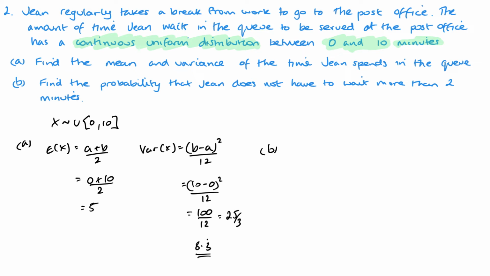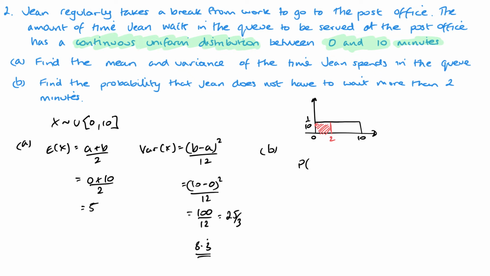Now part B, find the probability that Jean does not have to wait more than 2 minutes. So let's just do a quick little diagram. You know I love a diagram. So we're going this time from 0 to 10. So that's going to have a height of 1/10. And we want her to wait no more than 2 minutes. So no more than 2 minutes means that we're cutting off at 2, and we want this area here. So that's nice and easy, isn't it?